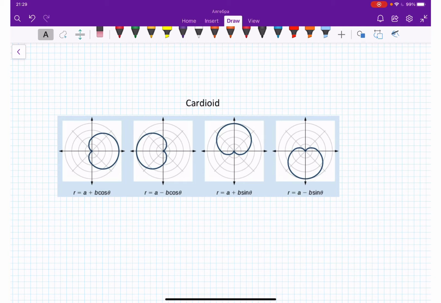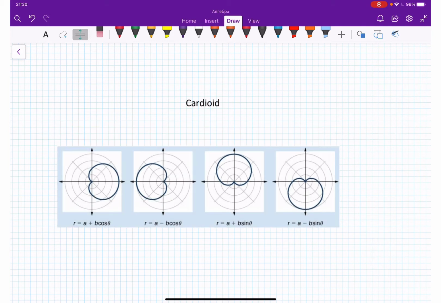Before I continue, I would highly recommend watching part one of this video before you watch part two. While translating from polar coordinates to Cartesian coordinates may seem simpler in some instances, graphing the classic curves is actually less complicated in the polar system. Here we have the general form of the cardioid. The general formula for the cardioid is r equals a plus or minus b cosine theta, and r equals a plus or minus b sine theta.